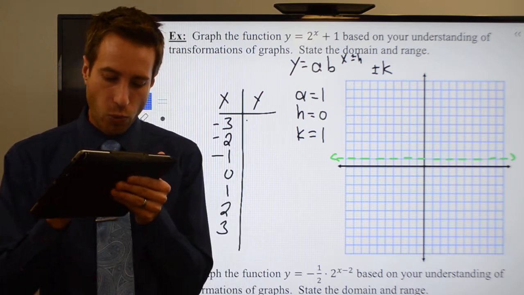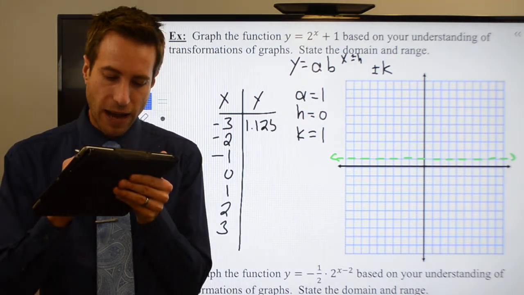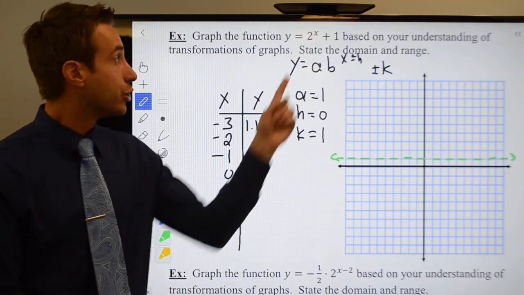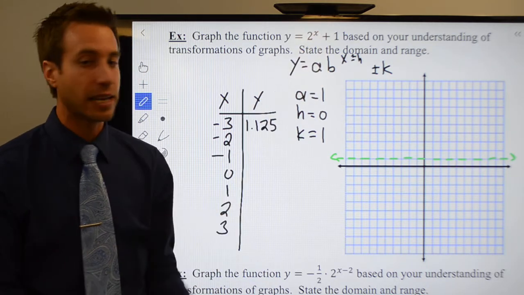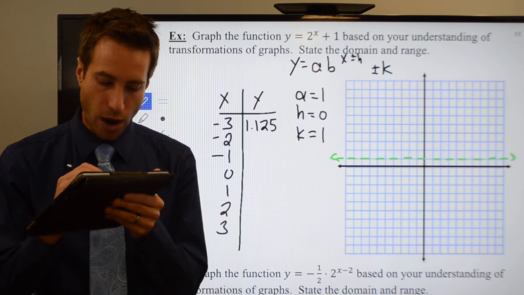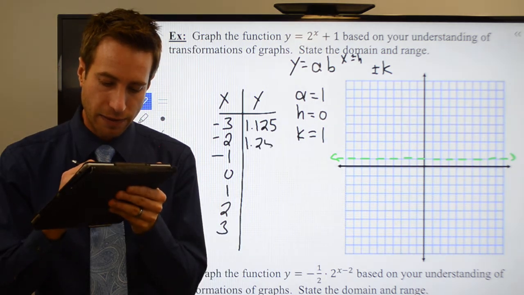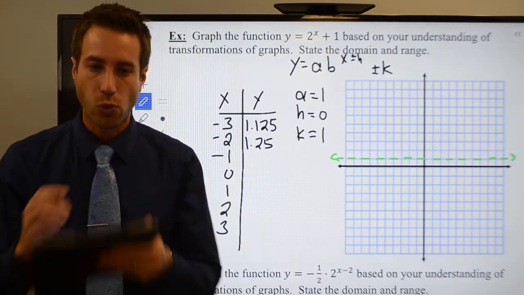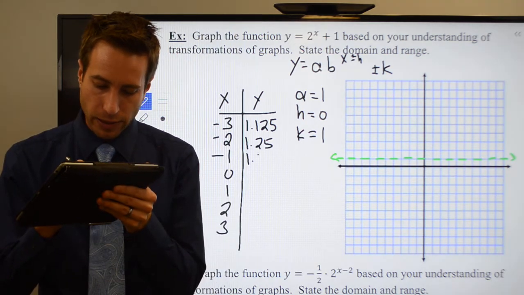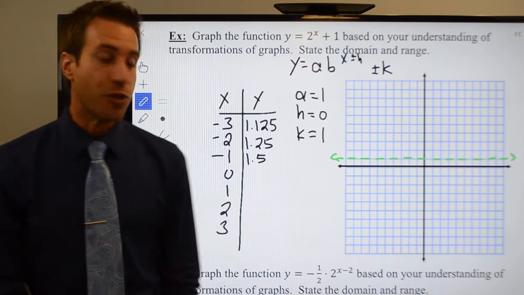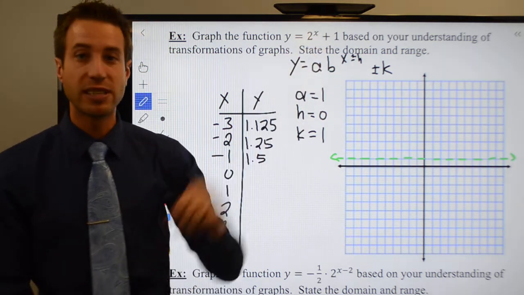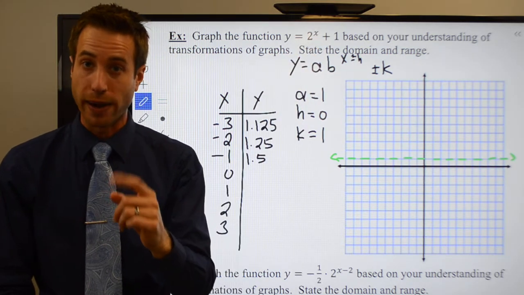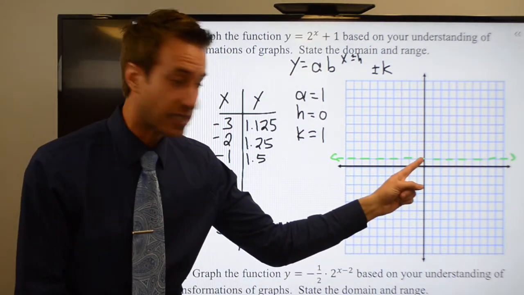If you do that, you get 1.125. Keep going. I do 2 raised to the -2nd power plus 1. You get 1.25. Do a -1, 2 to the -1st plus 1 is going to be 1.5. Now, the point, when I plugged in a 0, 2 to the 0 gives me a 1. So I used to have the point (0, 1).